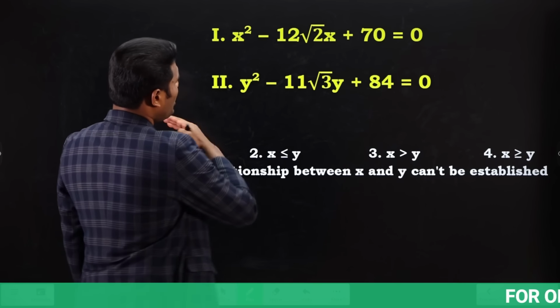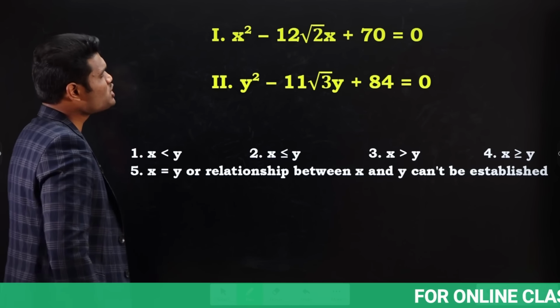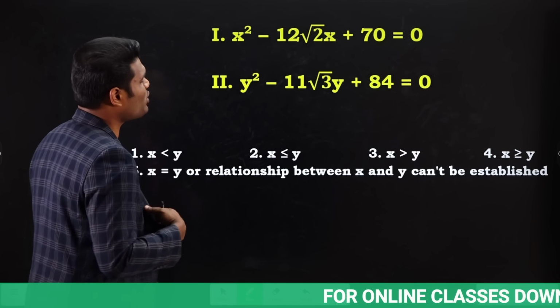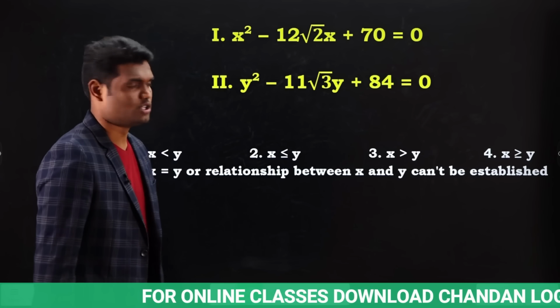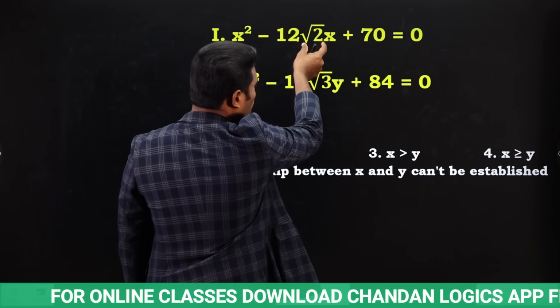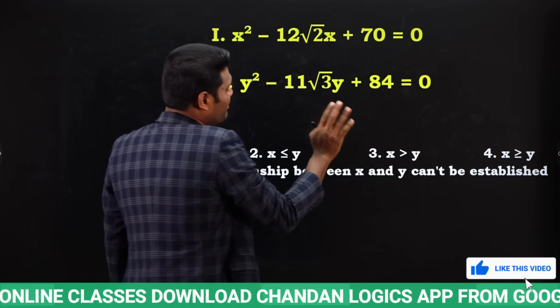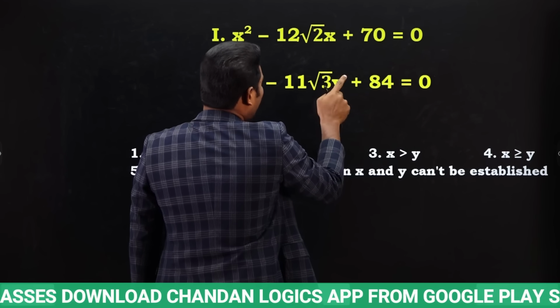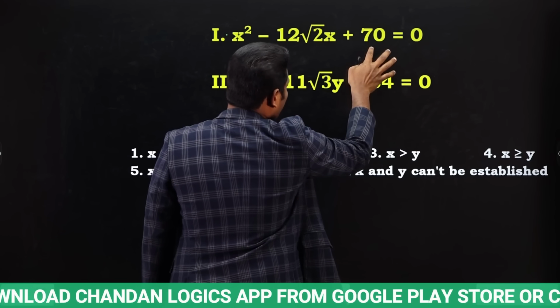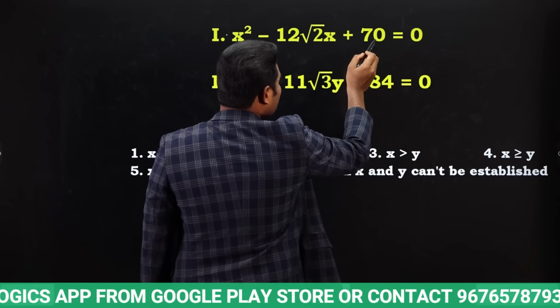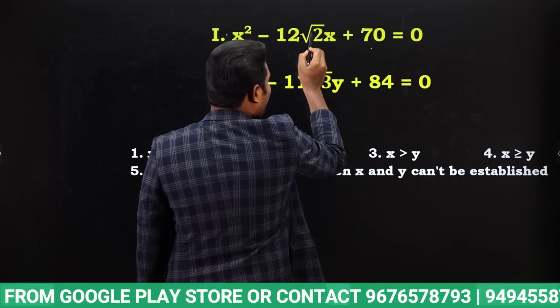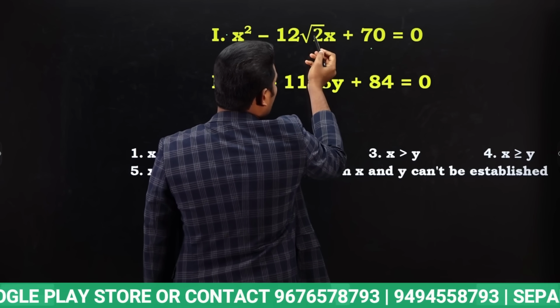Okay. Look at the next one. x square minus 12 root 2 x plus 70 equal to 0. y square minus 11 root 3 y plus 84 equal to 0. Whenever you are having roots, you need not worry. It's very simple. Try to cancel either the a value or the c value with the value inside the root. Here I don't have an a value, I have a c value. So cancel this value with whatever the value is inside the root. Inside the root I have 2.